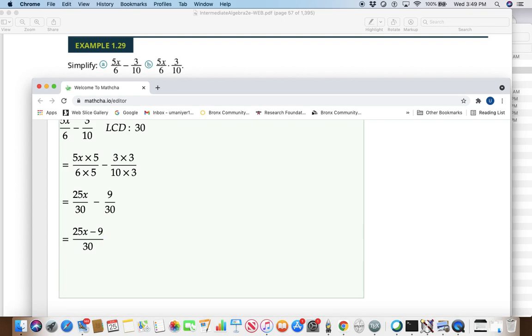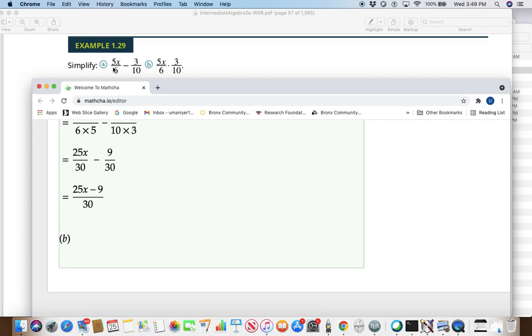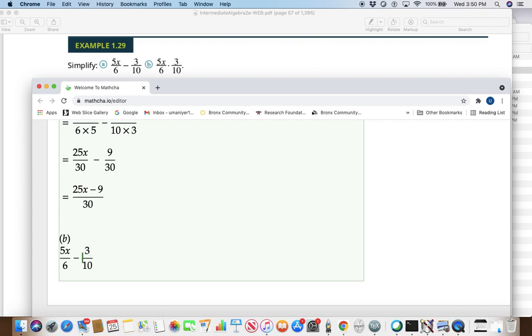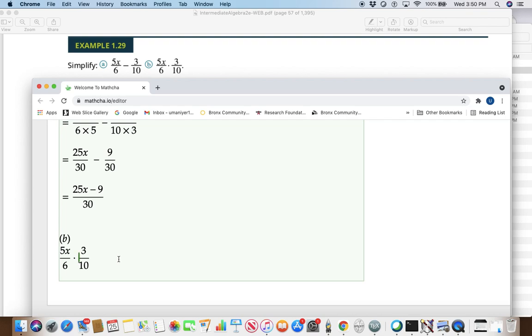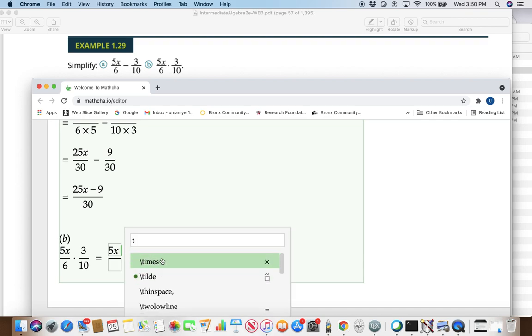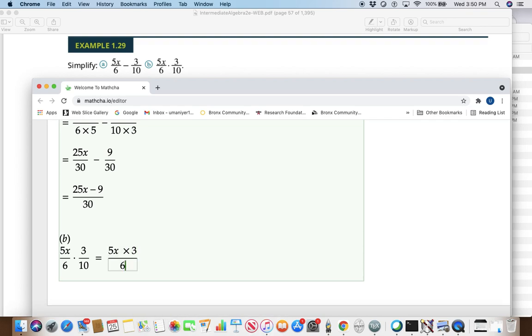Okay. B part is multiplication. It's not subtraction, it's multiplication. So how do we multiply fractions? Well, you take 5x times 3, 6 times 10. So what did we do? We simply multiplied straight across. So multiplication is multiplying straight across.